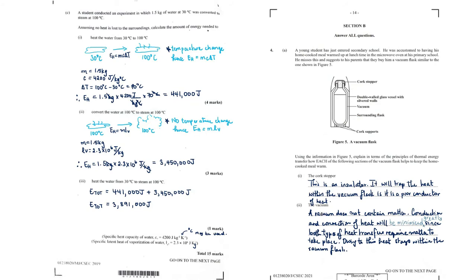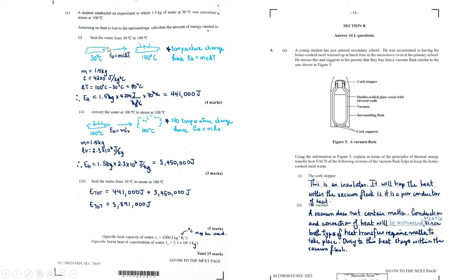Now it says, a student conducted an experiment in which 1.5 kilograms of water at 30 degrees Celsius was converted to steam at 100 degrees Celsius. Assuming no heat is lost to the surroundings, calculate the amount of energy needed to heat the water from 30 degrees Celsius to 100 degrees Celsius. What I like about this question is that they break it up in parts for you. They start off with going from 30 degrees Celsius to 100, so you're going from warm water to really hot water, okay?